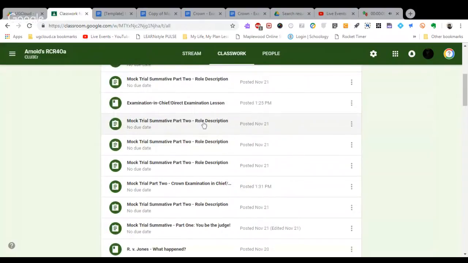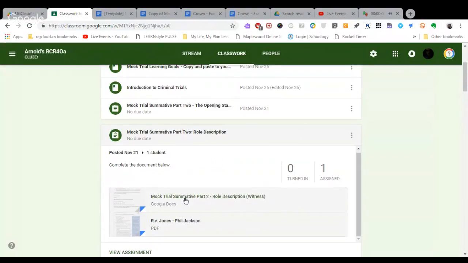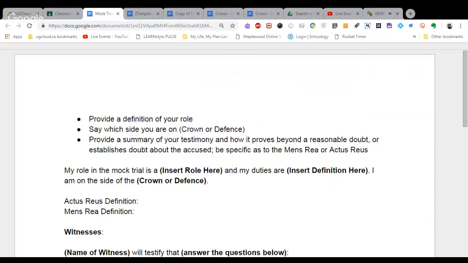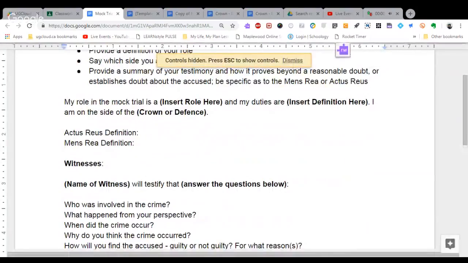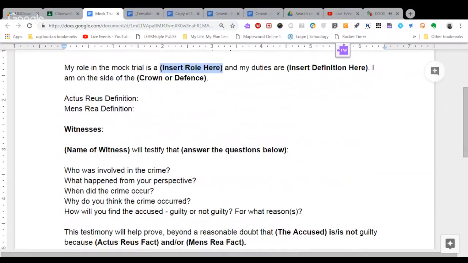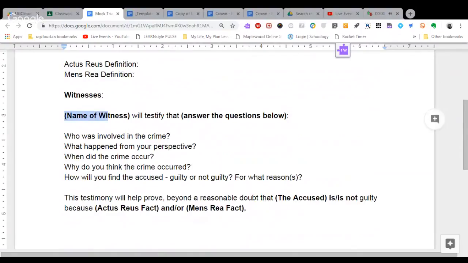So we're looking at role description, witness. Here we go. We're looking at Phil Jackson in this case. This is for you, Jake. You have the same thing here. You have the definition of what the witness does. You have your role, which is Phil Jackson here, and you are on the defense side, right? Next, you define actus reus and mens rea. You name yourself here, and then this is your testimony at the bottom. So you use these questions. You use the testimony that's already provided to you.